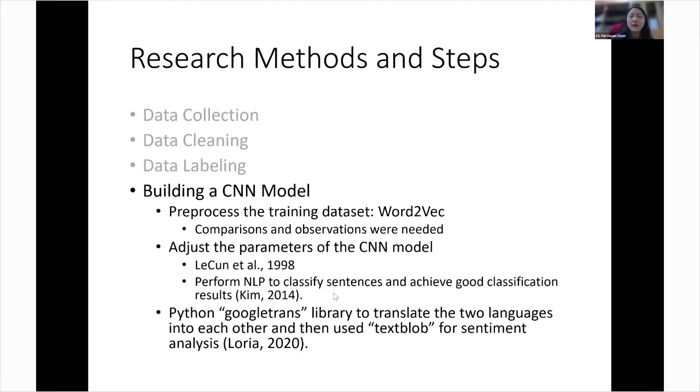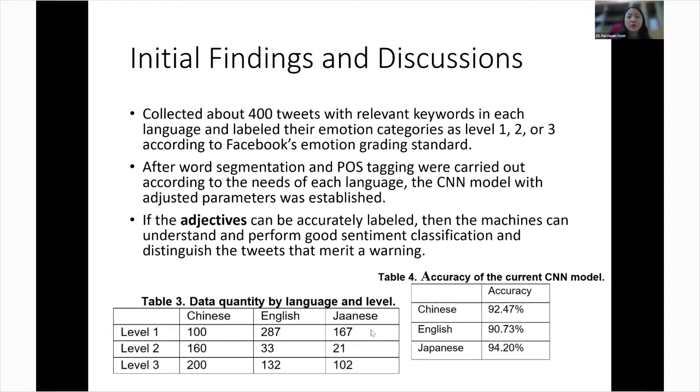And we performed natural language processing to classify the sentences. And we could see that more and more people start using the CNN model to perform not just image recognition or object detection, but also language analytics. And we're also using the Python Google Trends library to translate the languages and to make our analysis more accurate. And so this research is still continuing.